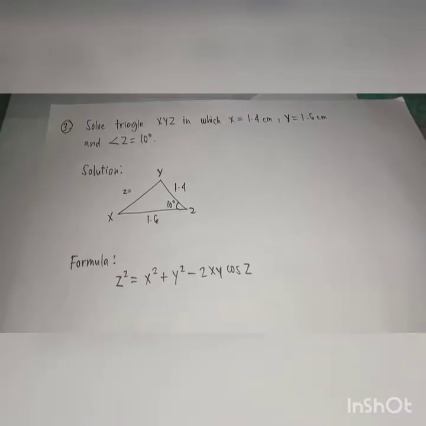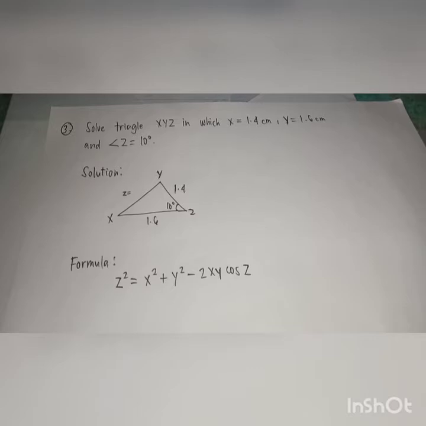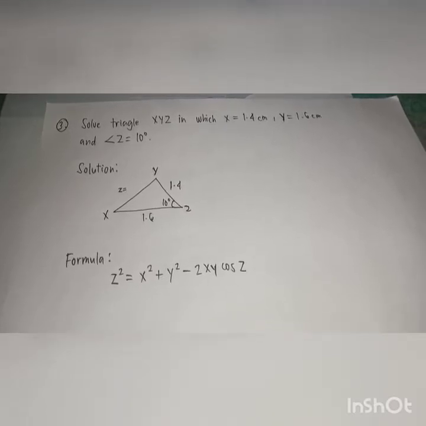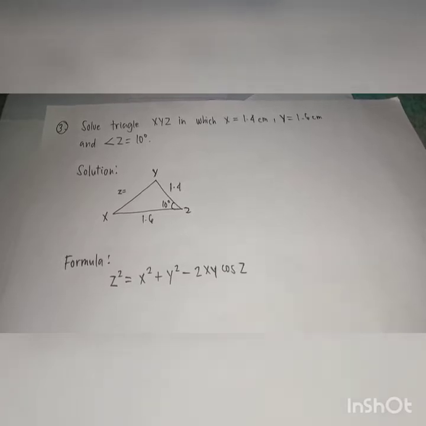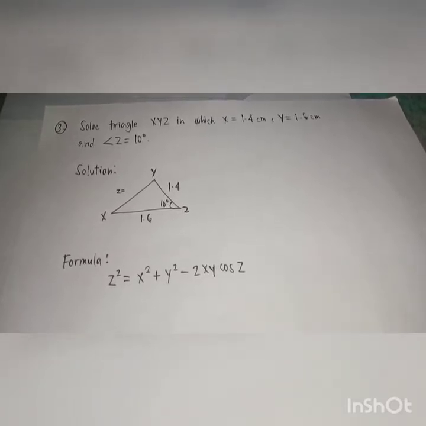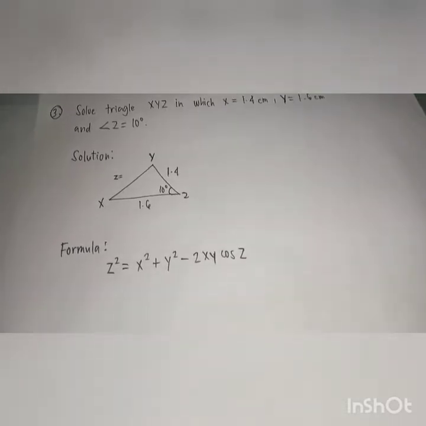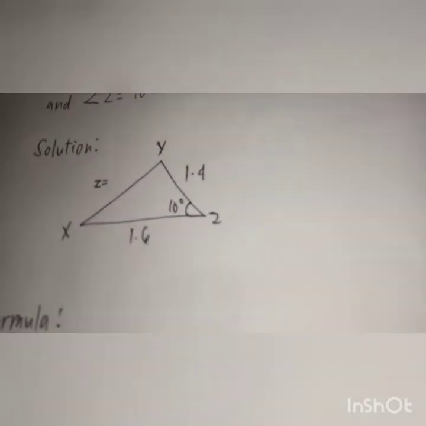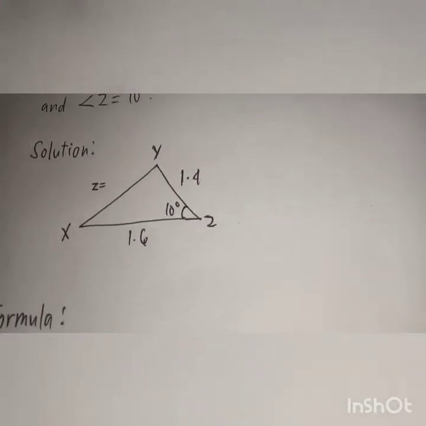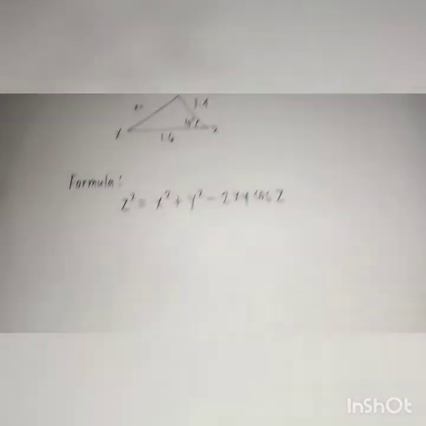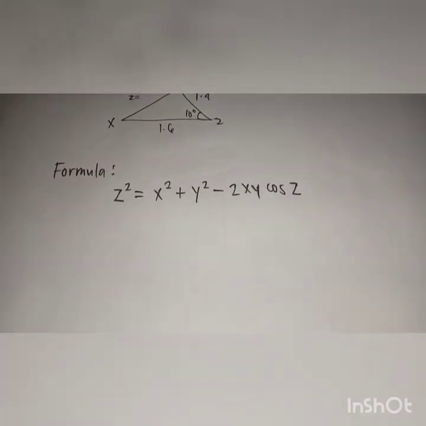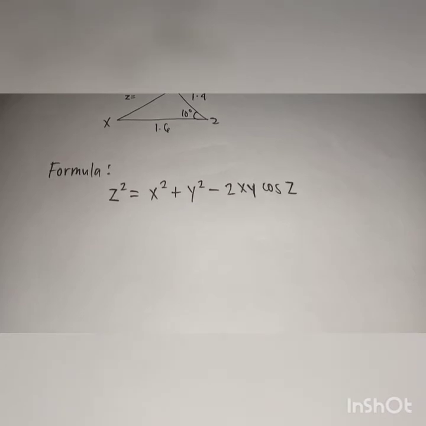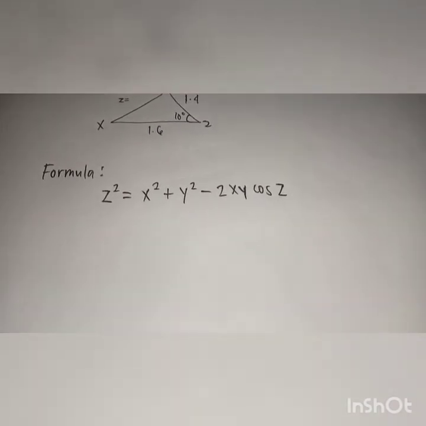Example number 3. So solve the triangle XYZ in which x is equal to 1.4 centimeters and y is equal to 1.6 centimeters and the angle z is equal to 10 degrees. So solution. Find the value of z. So the formula is z squared is equal to x squared plus y squared minus 2xy cos of z. So distribute the values.